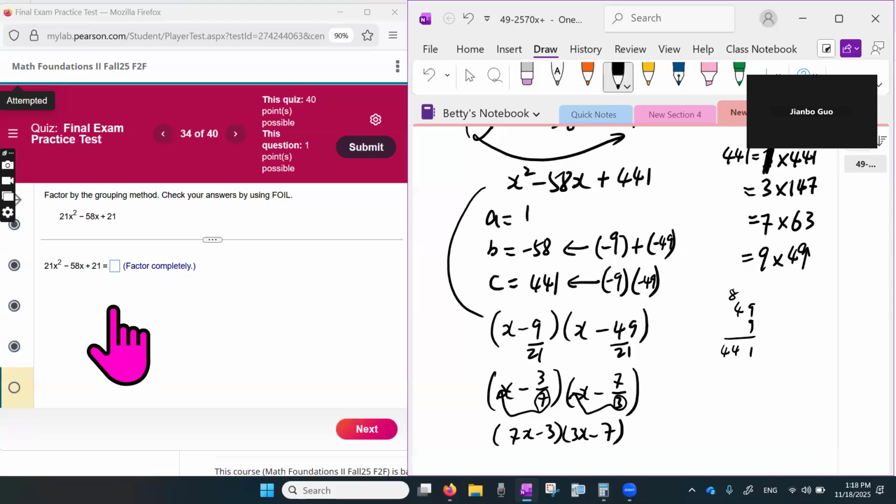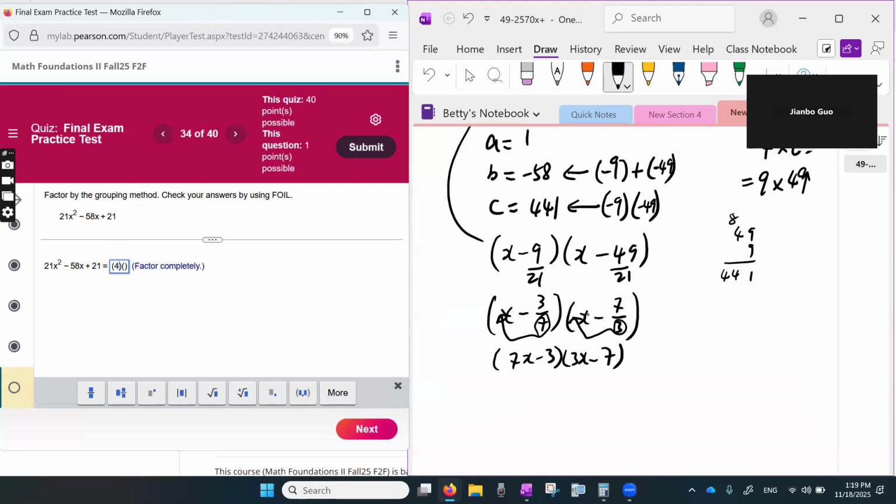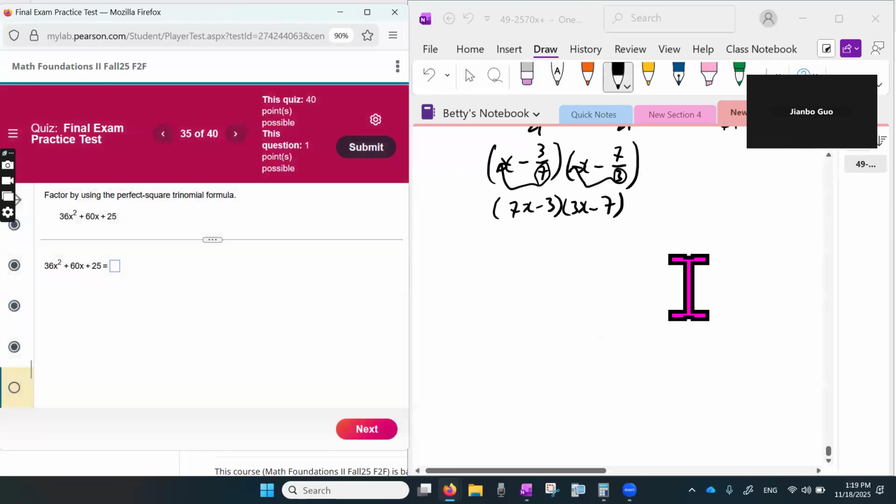So the answer is going to be parentheses times parentheses. Pay attention to all the details. If you mess up a little bit, it's not going to work. 7x minus 3, 3x minus 7. You can double check by multiplying, use the box method. You should always do that when you practice.